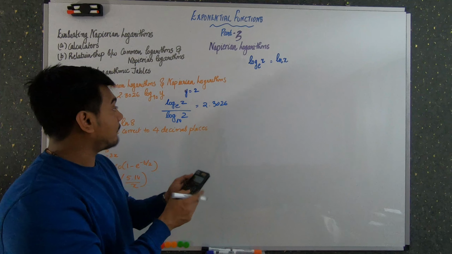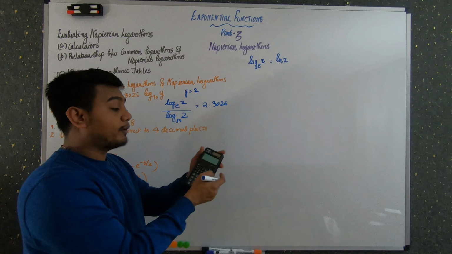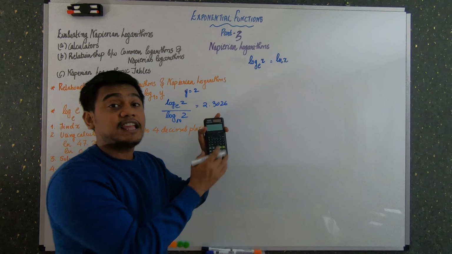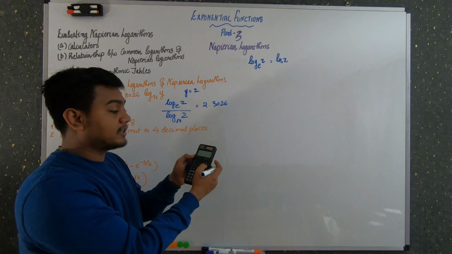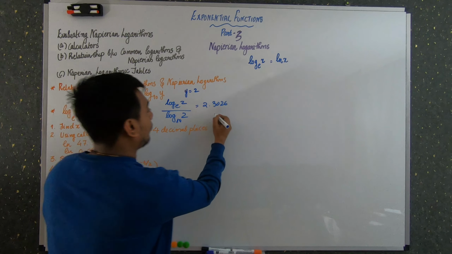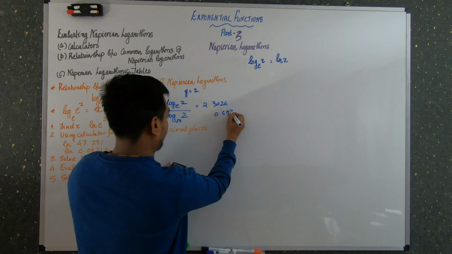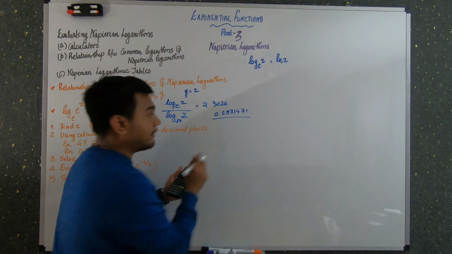Let's find through the calculator the value of log to the base e of 2. Which button do you have to select? You have to select the ln button in the scientific calculator. Just press ln and enter your value. What is it? 0.693147. I'm taking up to 7 decimal places.